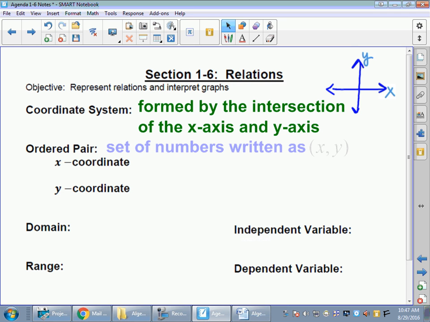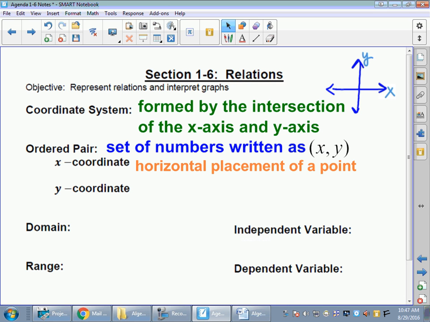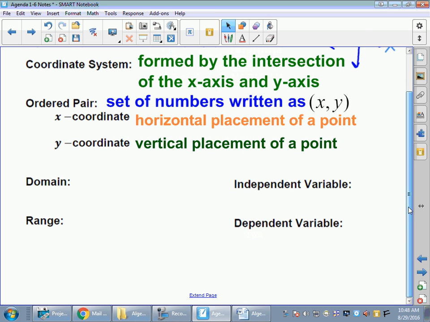So an ordered pair is a set of numbers written as always x first, then y. Remember alphabetical. The x coordinate is how far horizontally you move, left and right. Positive means you go right, negative means you go left. The y coordinate is the vertical placement of a point. Positive means you go up, negative means you go down. All of that should be a repeat for you.